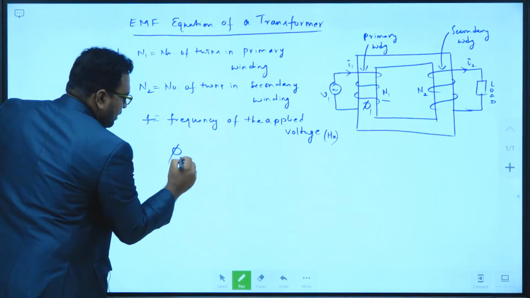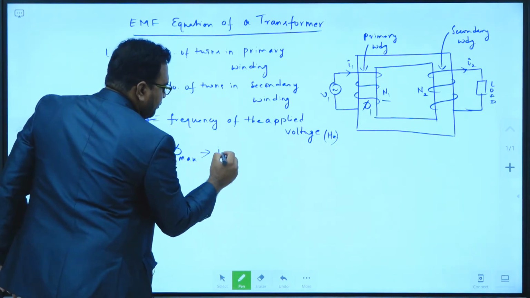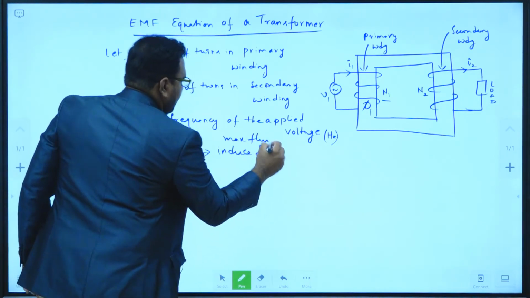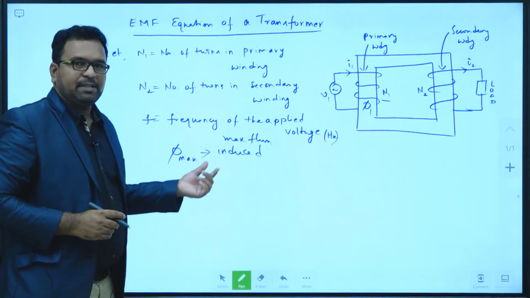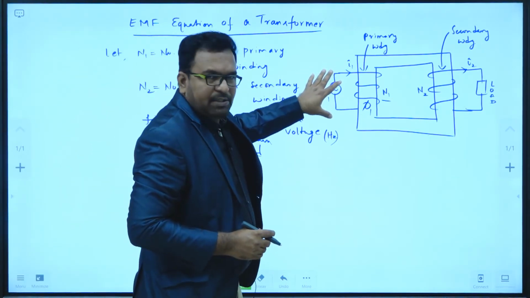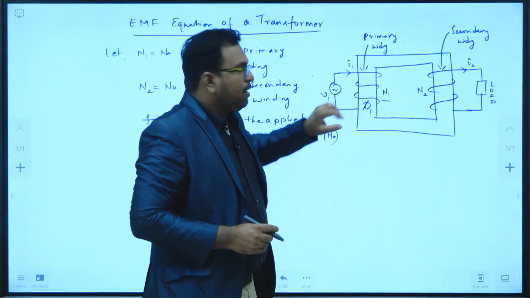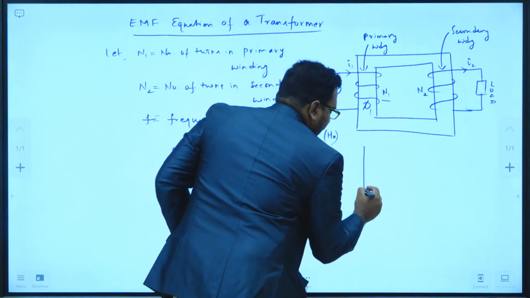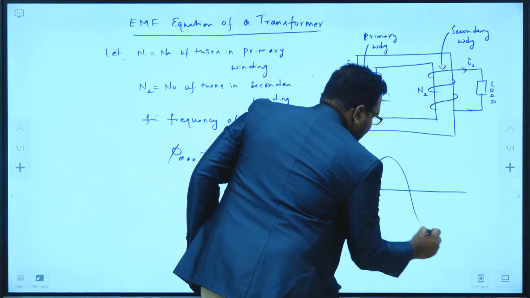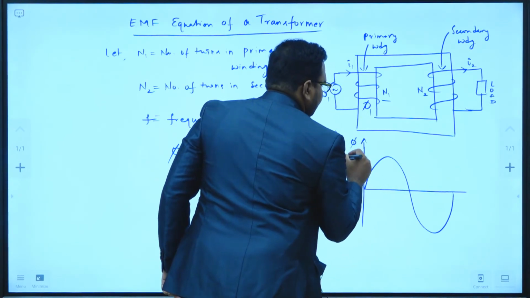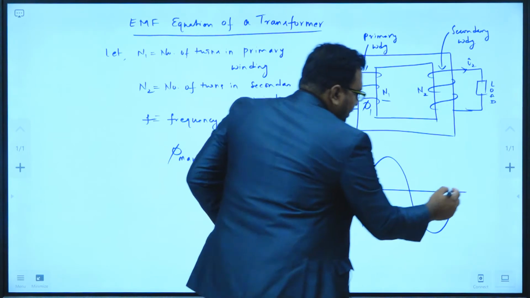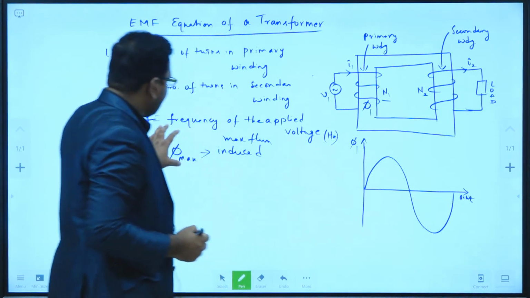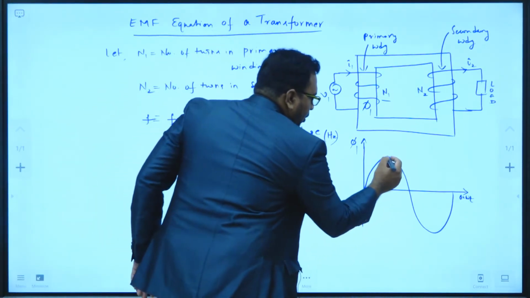Let phi max be the maximum flux that is induced. Since you apply an alternating voltage, an alternating current will be produced. Because of this alternating current, the flux produced is also alternating. That means whatever flux is produced is also sinusoidal in nature. So the maximum value of the flux, phi max, is reached in how many seconds?